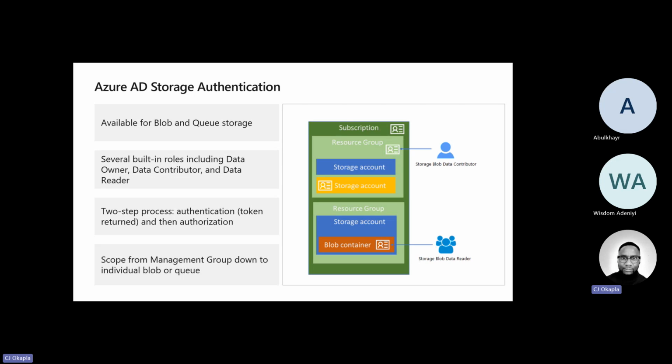So I don't know if you guys know about the levels. We have the management group level, which is the highest level, then the subscription level, then the resource group level, and then the resource level access. So management group level access, subscription level access, resource group access, and then resource itself access. And that is governed with RBAC, role-based access control.